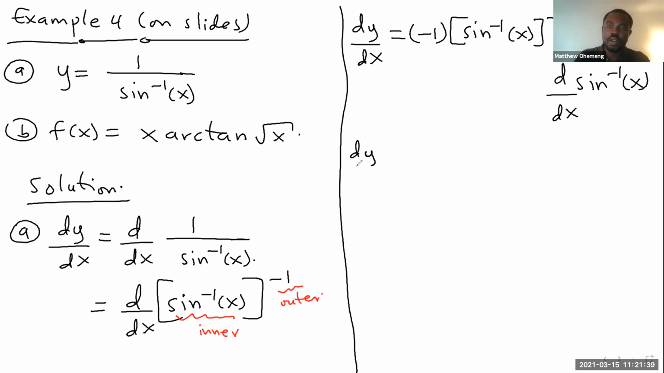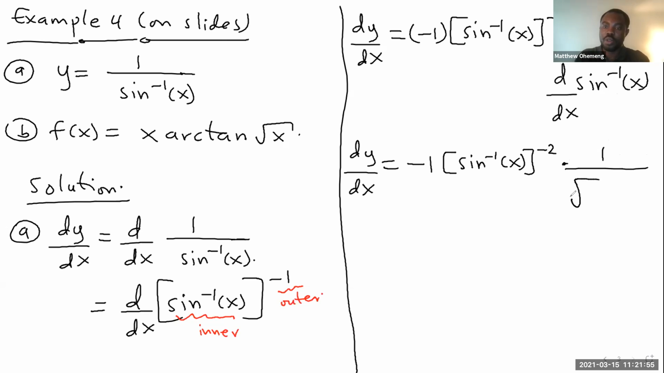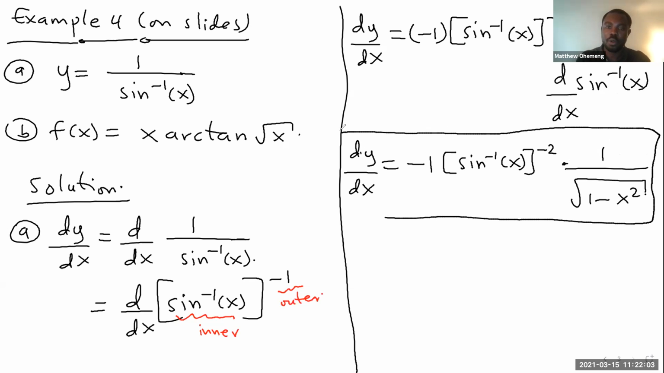So that means dy over dx will be equal to, we have -1, and then we have sine inverse of x to the power -2. Now, for the derivative of sine inverse of x, do we have a standard derivative for that? Yes, we just saw that, right? The derivative of sine inverse of x is 1 over square root of 1 minus s squared. And then that's it. We are done, right? As I said, you can simplify further if you want, but simplification is not the focus here, right? So you can just type this in and you're done.